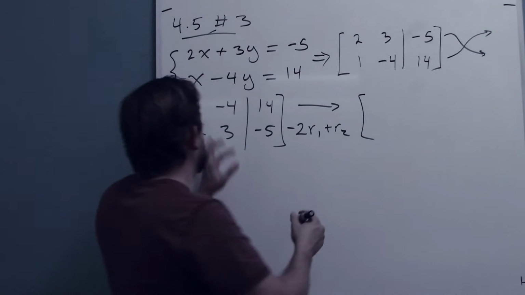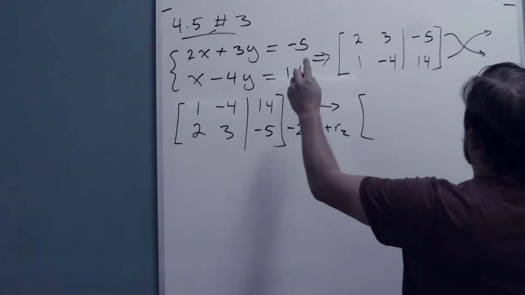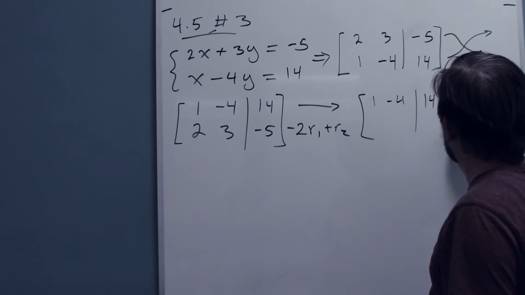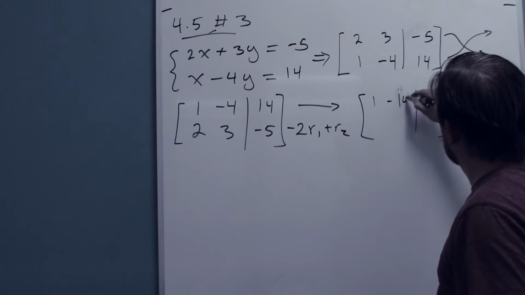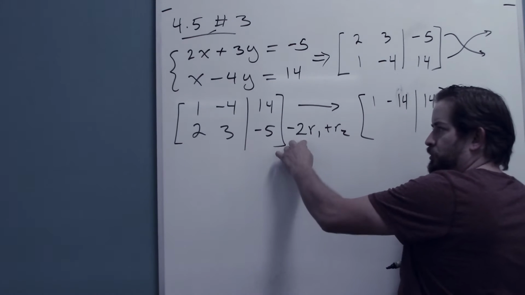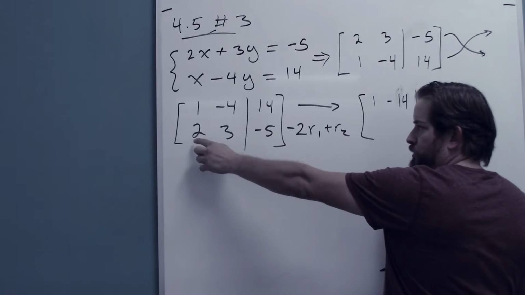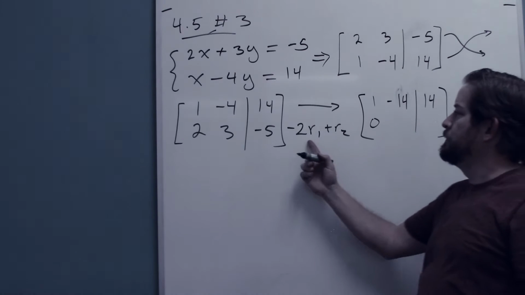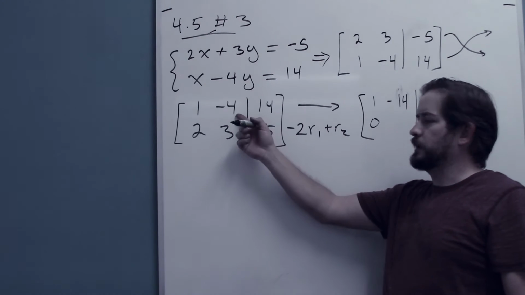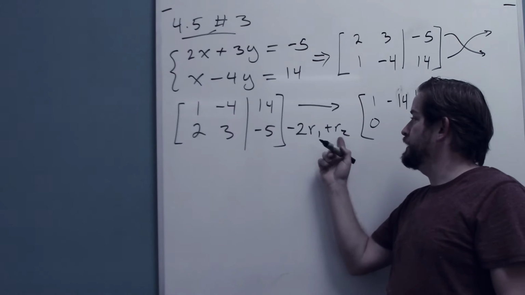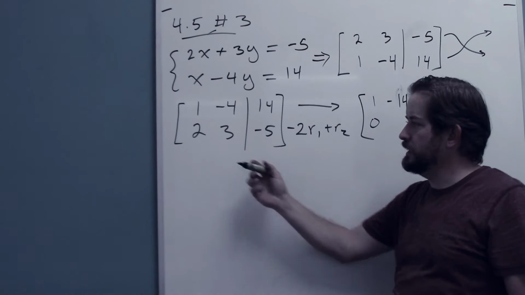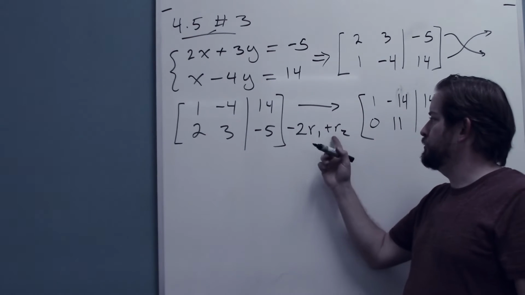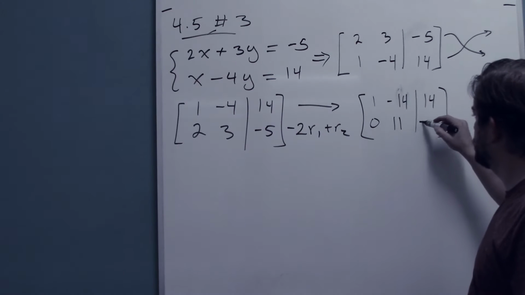So row 1 is 1, -4, 14. Row 2 though, I'm going to take -2 row 1, so -2 times 1 is -2, add that to the 2, and that gives me 0. That's what I want. -2 times -4 is a positive 8, plus the element from row 2, so I have 8 plus 3, that's 11. And -2 times 14 is -28, plus -5 is -33.